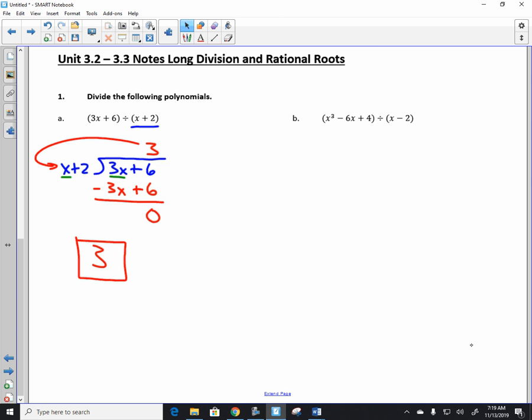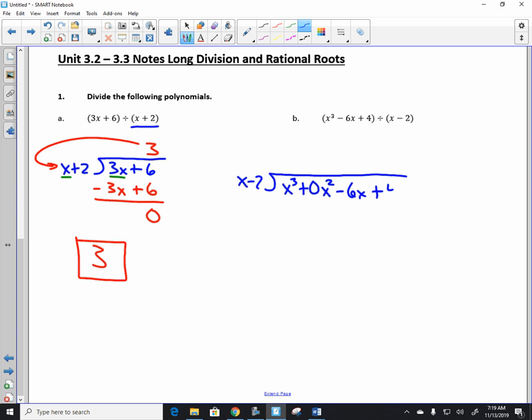Next one's slightly different. We have x minus 2 divides into x cubed plus 0x squared. You must have a 0 for the placeholder. Minus 6x plus 4. So, again, what do we multiply x by to get x cubed? We multiply by x squared. So it goes over the x squared term. Multiply that back through and you get x cubed minus 2x squared, and we subtract.